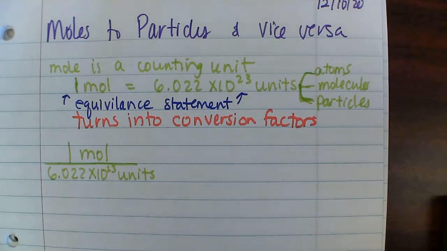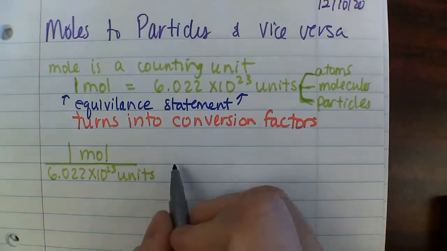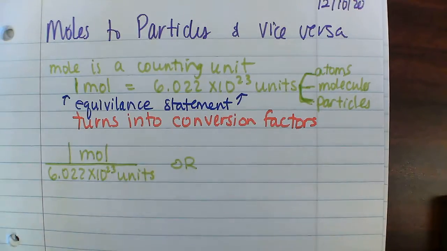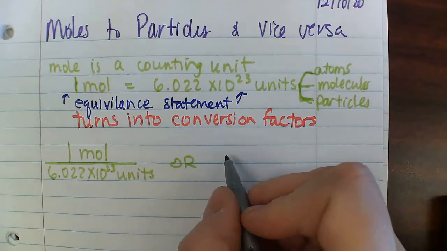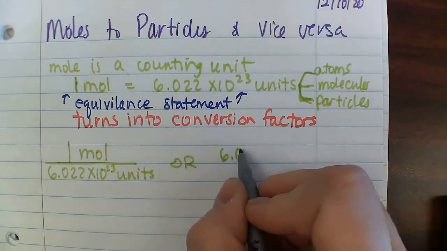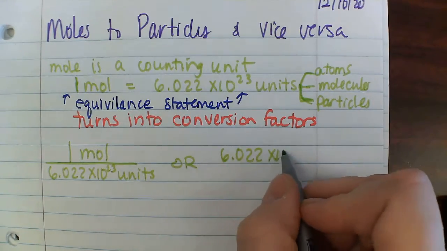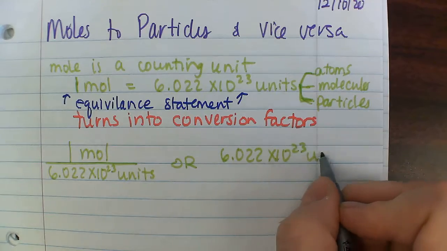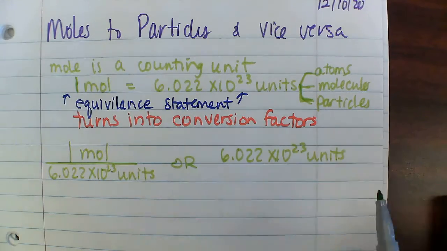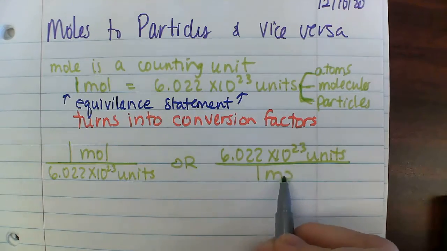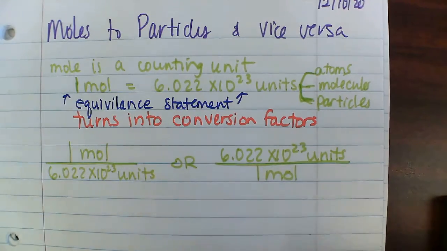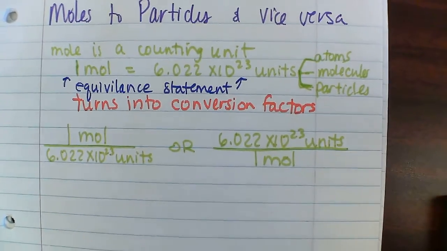The other possibility is to flip that over, and we can equally correctly say there are 6.022 times 10 to the 23rd units per 1 mole of whatever that is.